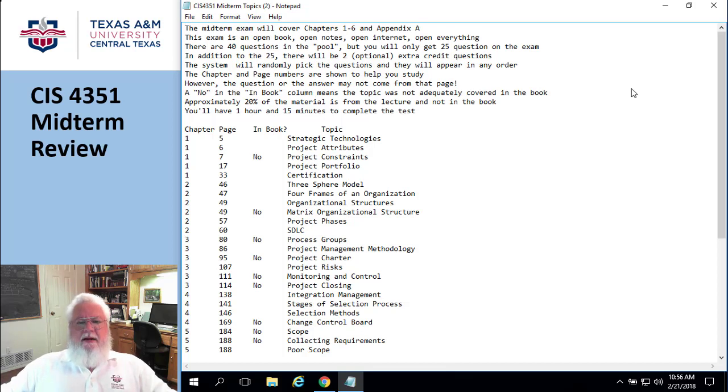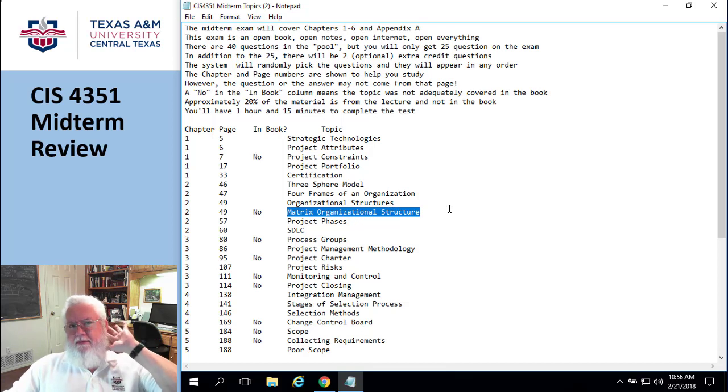Now, I'm providing you the chapter and page numbers so you can look. So, for example, let's pick this one: Matrix Organizational Structure. If you go to chapter 2, page 49, that's where that topic is being talked about. That doesn't necessarily mean that the question came from that exact page, and it certainly doesn't mean that the answer to the question is going to be found on that exact page. This is a location of where the topic is being discussed in the book.